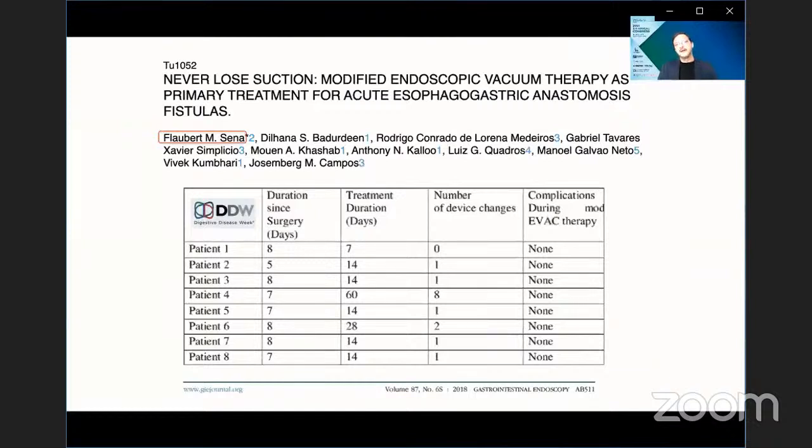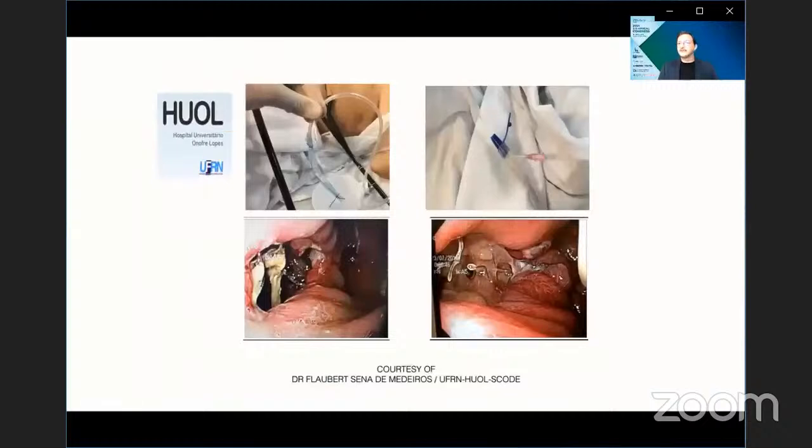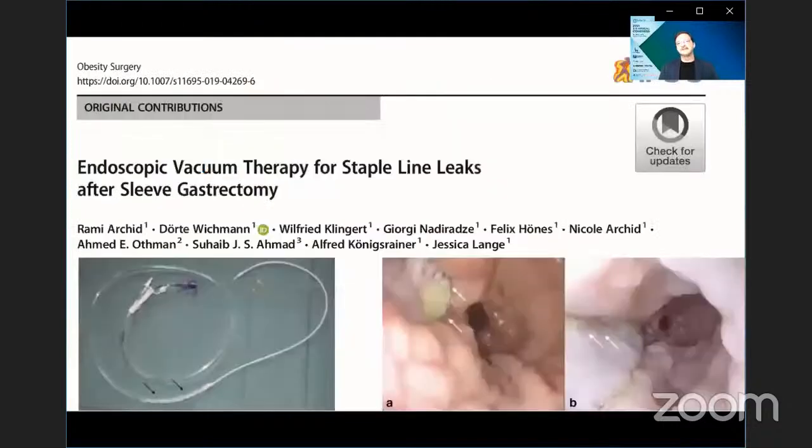And then there's a group in Brazil, Dr. Flaubert, our friend, that developed an alternative way that doesn't use sponges. You use a 4x4 gauze and then a multi-perforated plastic covering. Instead of replacing it every 3 days, you can replace it every 7 days, and you can put it in the lumen or inside the cavity. It's a very cheap alternative.